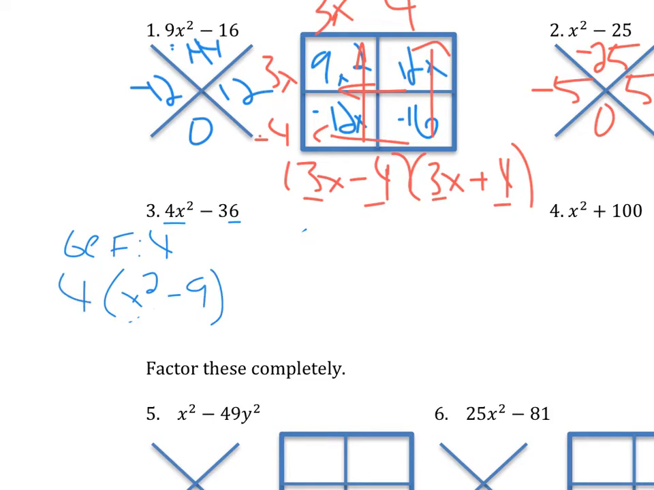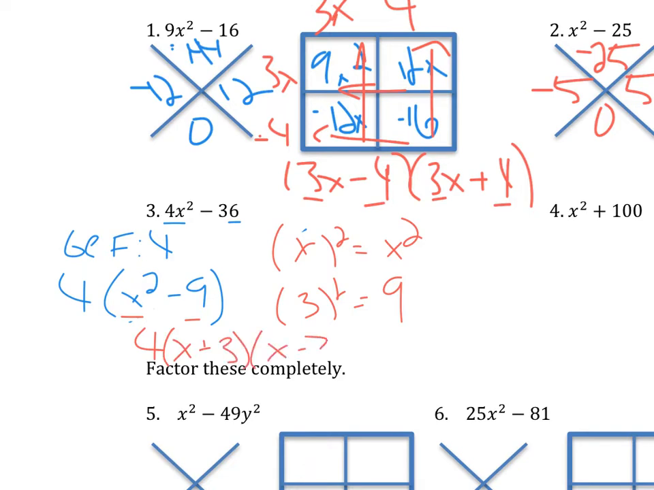Now, same deal. We have two terms with a difference, so we look for our squares. Same questions. What squares to give us x squared? Well, that's just x. What squares to give us 9? Well, that's 3. So then completely factored, it becomes our 4 on the outside still, and then x plus 3 and x minus 3, because it's a plus b, a minus b. If you went negative, positive, that doesn't change anything.